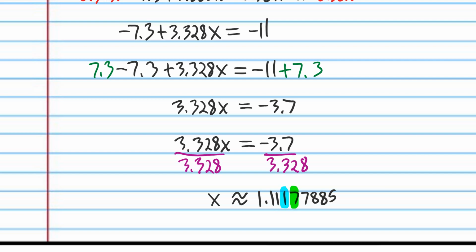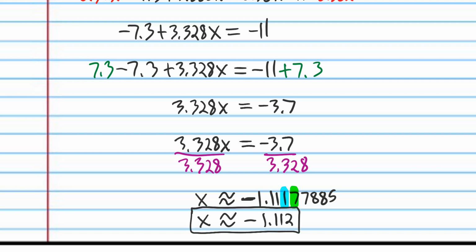And by the way, don't forget your negative sign. I almost forgot my negative sign. It's so easy to forget your negative signs. So the final answer is going to be negative 1.112. So if you got negative 1.112, good job. Again, the green number tells us to round the blue number up 1 to 2. And then the green number and all the numbers to the right of the green number, they disappear.